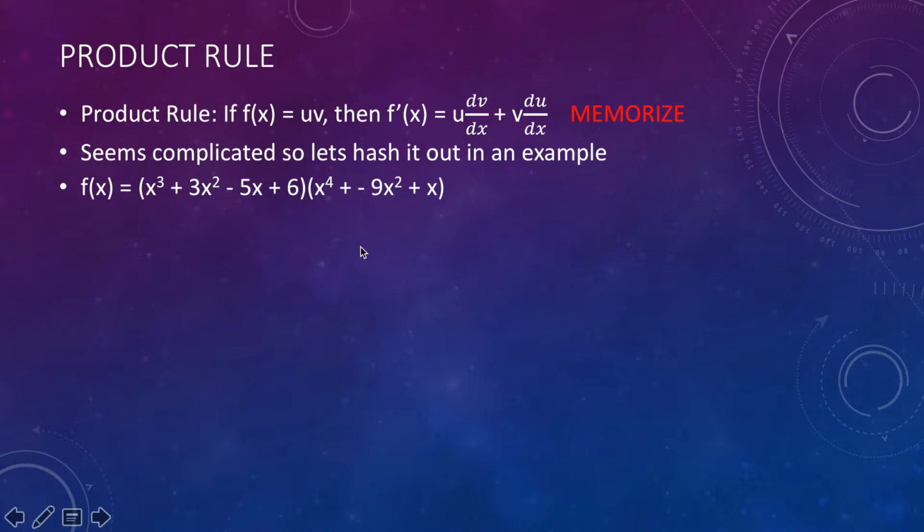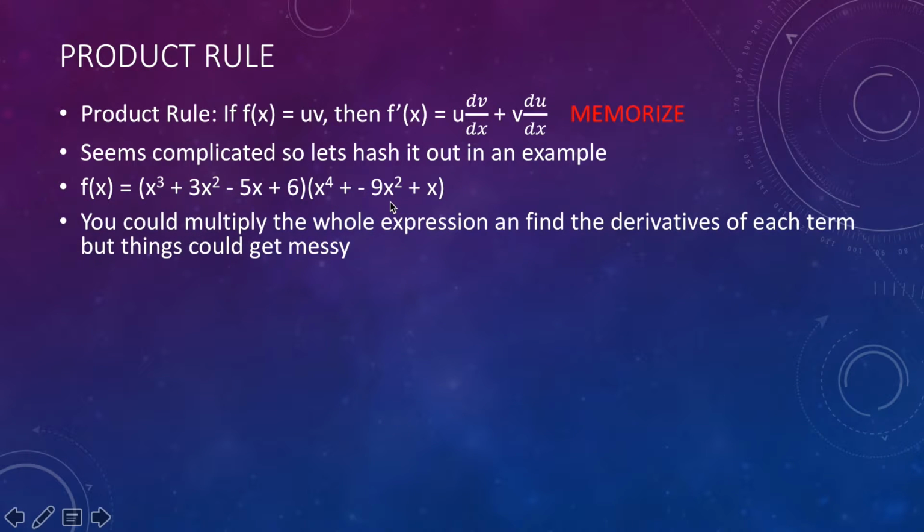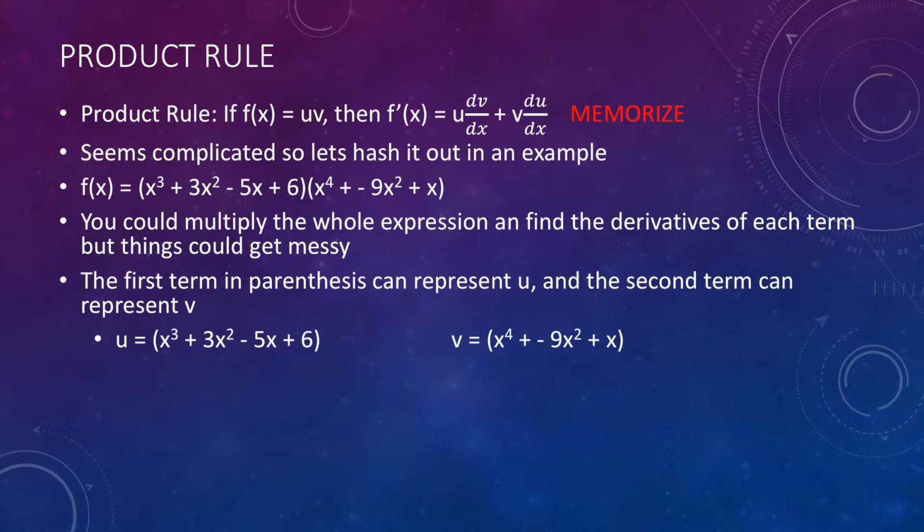So if f of x equals this big term right here, right? So we have this term right here, and we have this term right here. So you might be wondering how u and v works, right? You can think about it like this. If you wrap this in parentheses, then this can be turned into u, and this can be turned into v, right? You could actually just multiply the whole expression and find the derivatives of each term, but that could take a long time, and it could get messy. So let's just use the product rule.